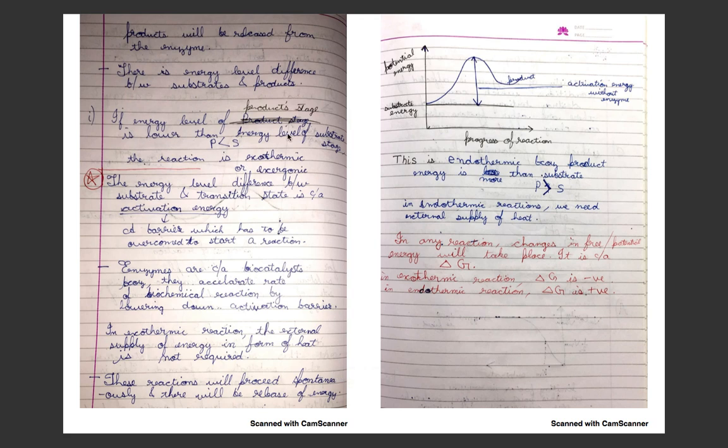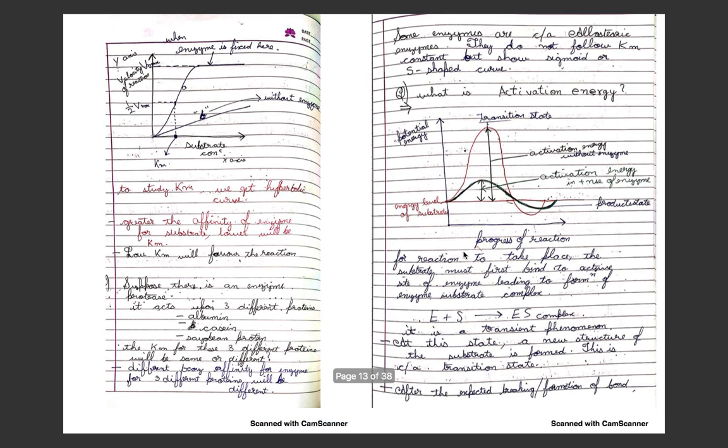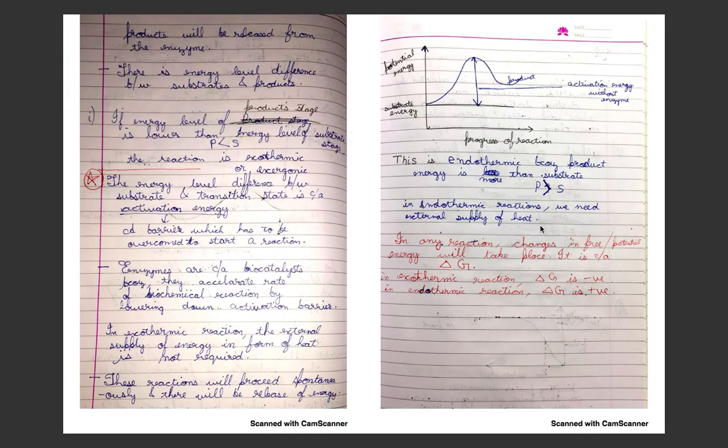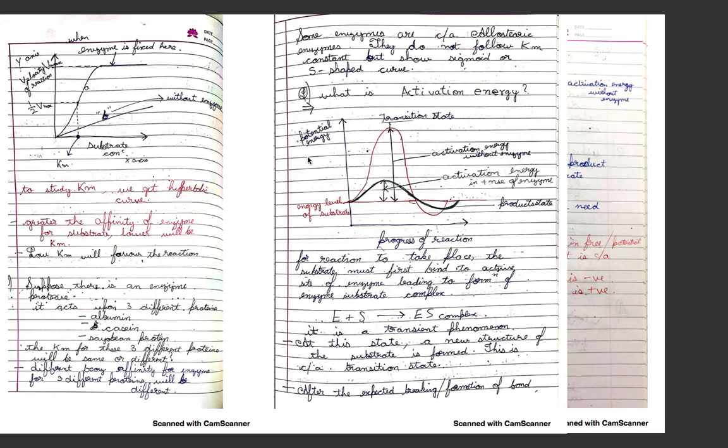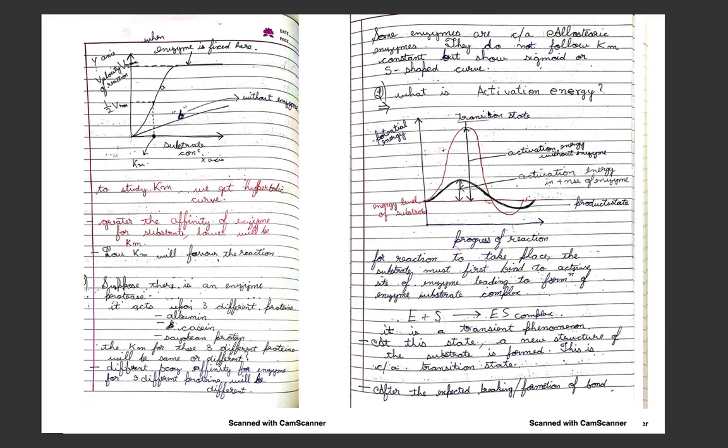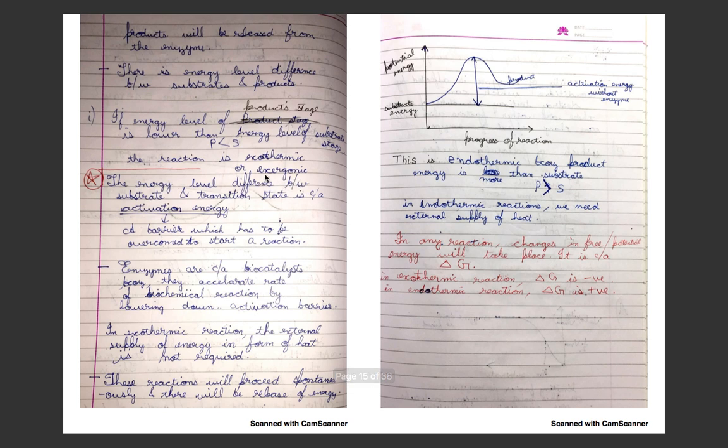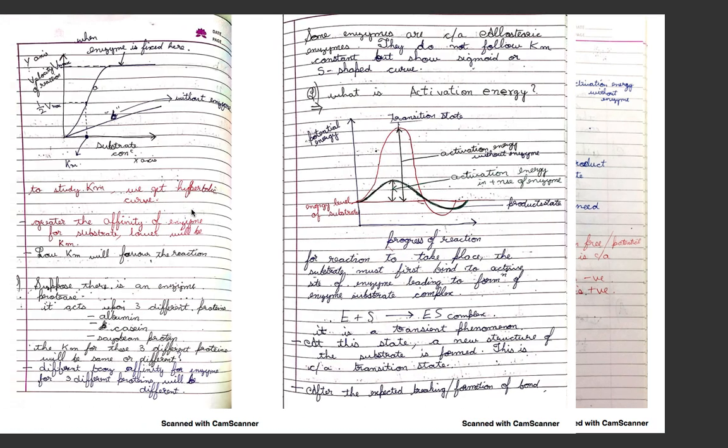Now, if the energy level of the product stage, that is when the products are formed, is lower than the energy level of the substrate stage, then the reaction is exothermic or exergonic. That is, the energy level difference between substrate and transition state is called activation energy. This is the activation energy.